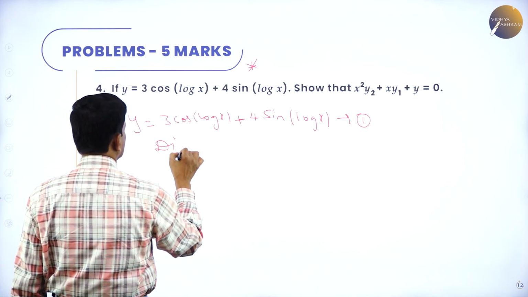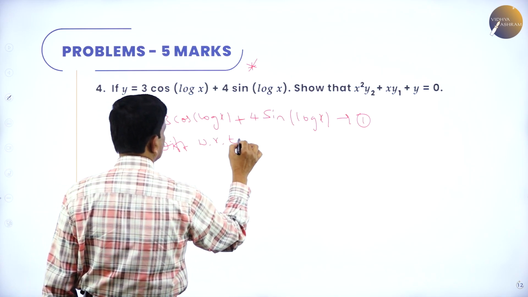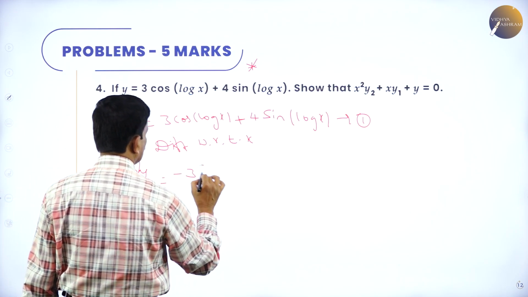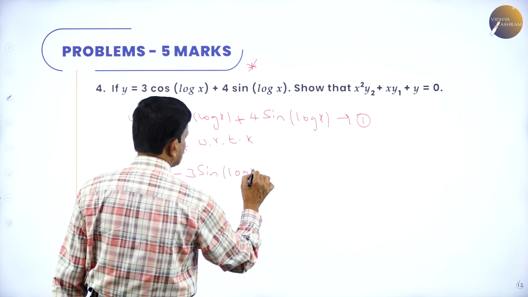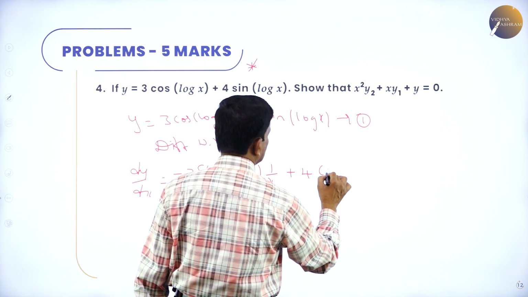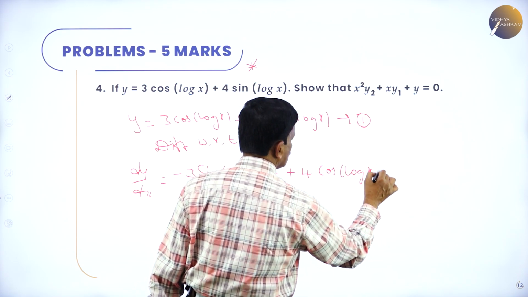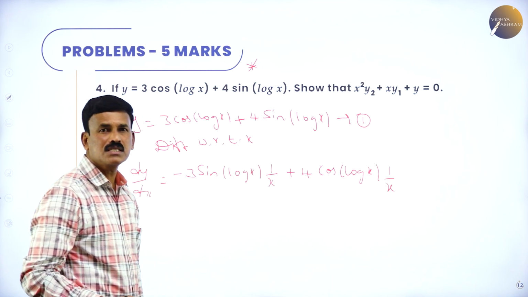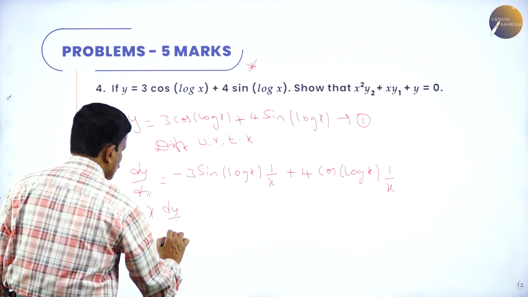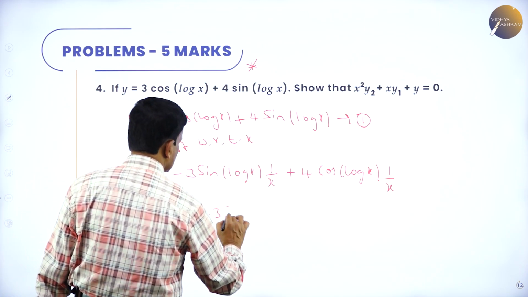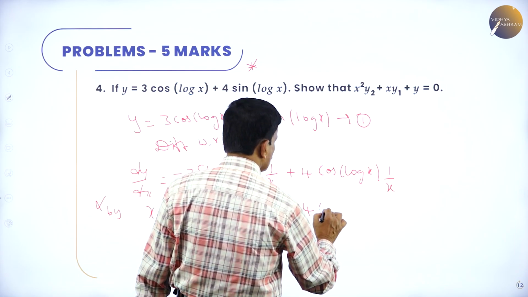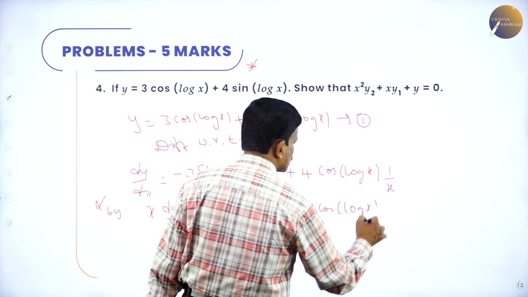Differentiate this. Differentiating with respect to x. This is dy by dx is equal to 3 into differentiation of cos, minus sin log x into d by dx of log x is 1 over x, plus 4 constant, differentiation of sin is cos log x into differentiation of log x is 1 by x. Now just multiply by x on both sides. x into dy by dx is equal to x and x gets cancelled, minus 3 sin log x plus 4 times cos of log x, x and x gets cancelled.